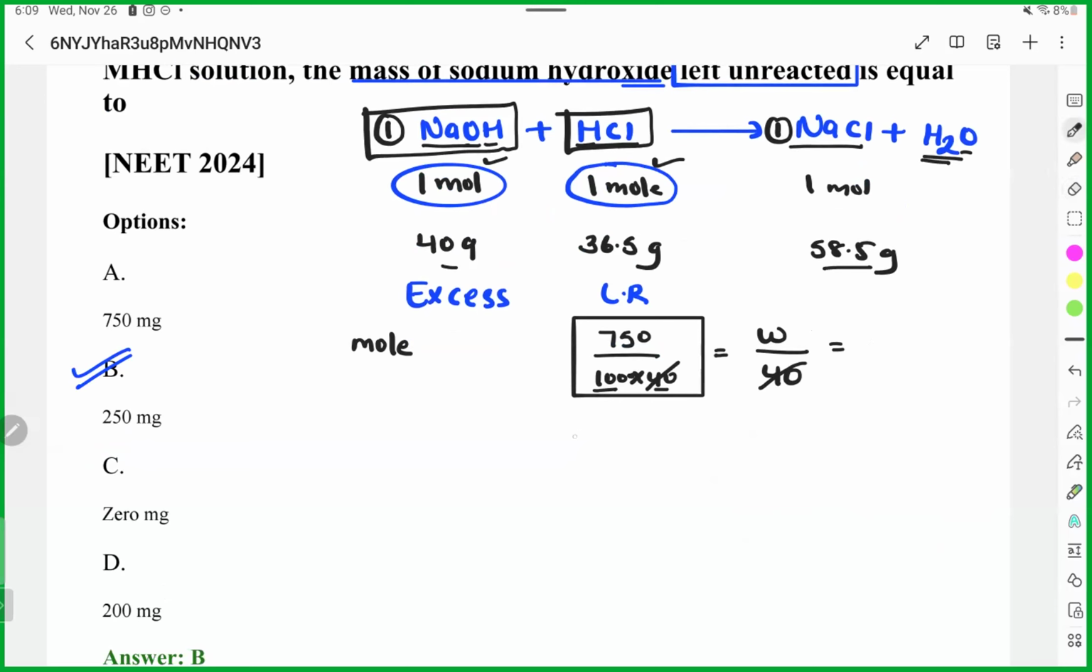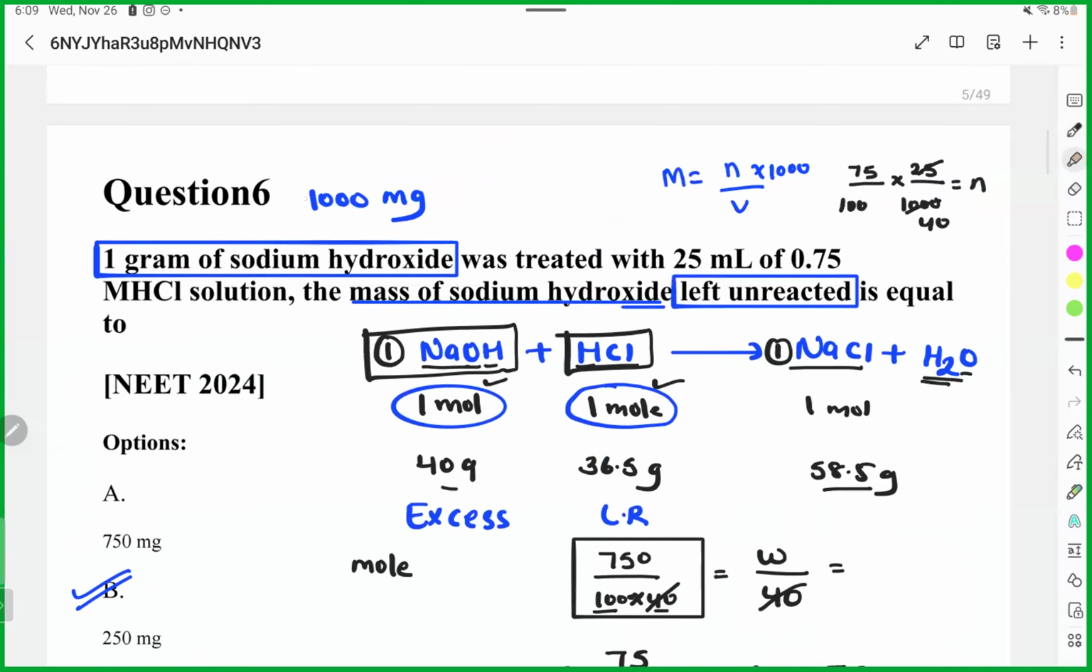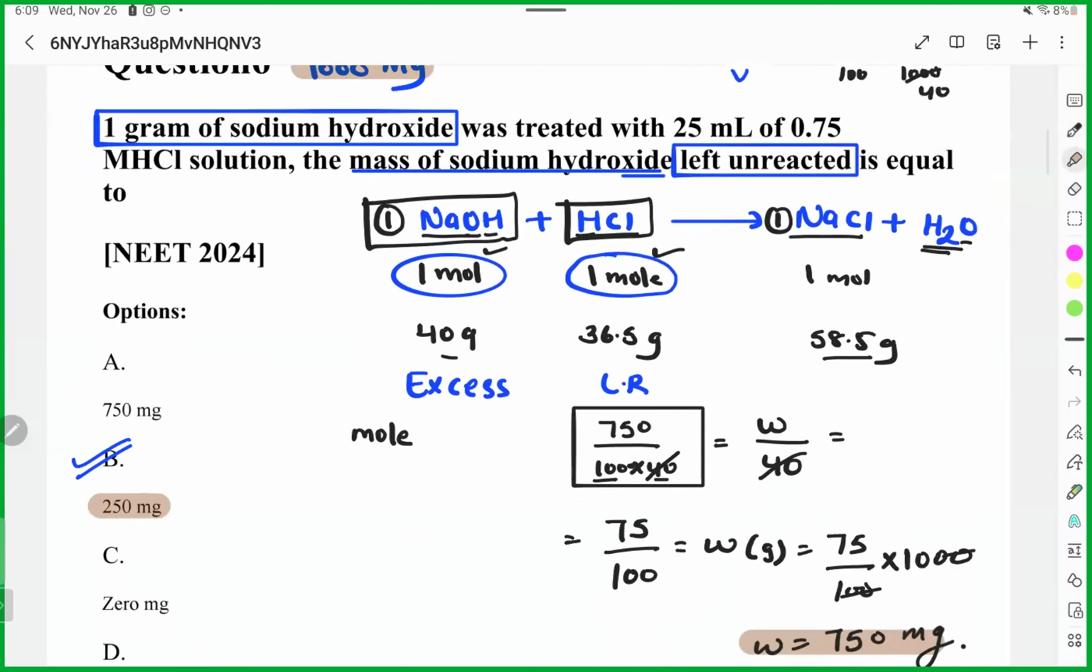Our value is 75 by 100. This is the weight of NaOH, and this is given in gram. If you want to convert into milligram, what will you do? You will multiply with 1000. 20, 20 cancel. So what will be the weight? 750 milligram is reacting with HCl. What amount is not reacting out of 1000? 250. Yes or no? Yes, sir. Understood, sir.